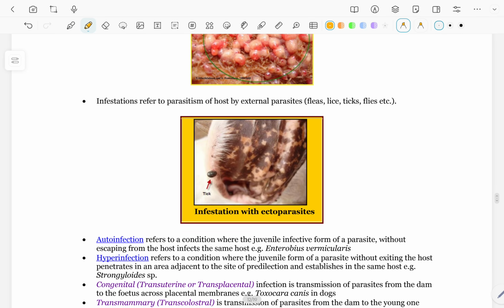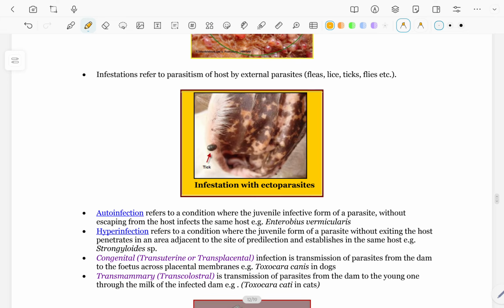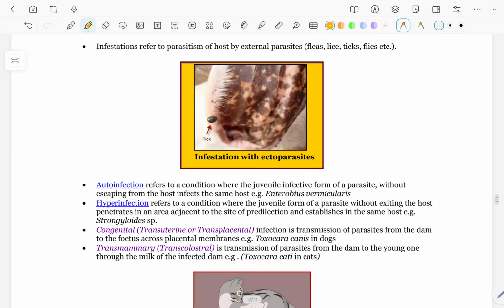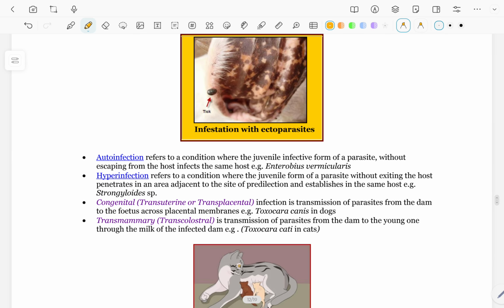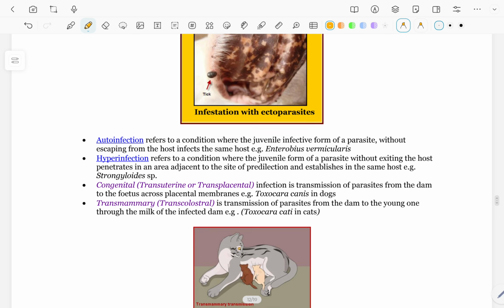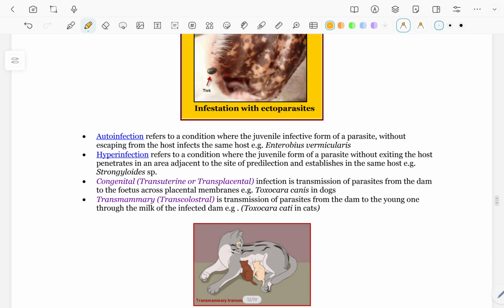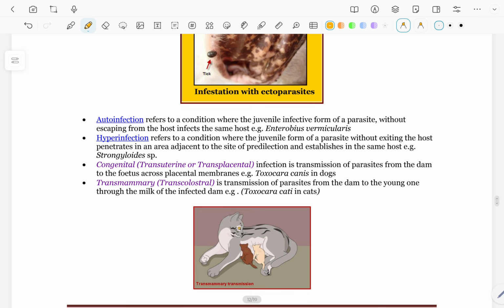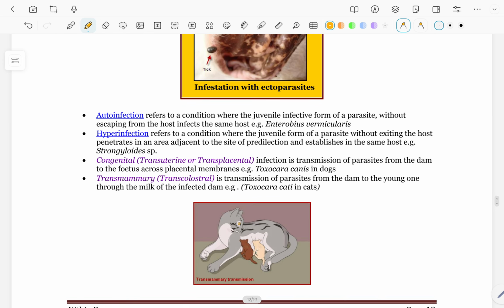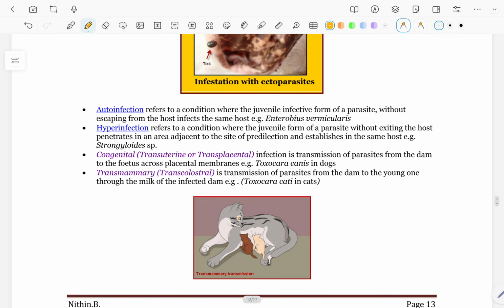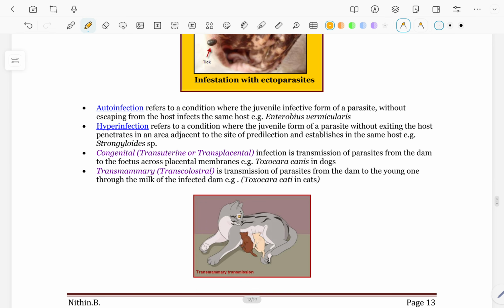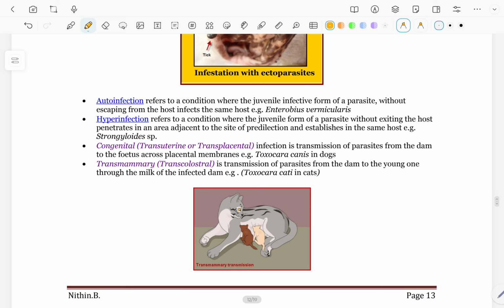Autoinfection refers to a condition where the juvenile stage of a parasite, without escaping from the host, infects the same host. Example: Enterobius vermicularis. Hyperinfection refers to a condition where the juvenile stage of a parasite, without exiting the host, penetrates an area adjacent to the site of predilection and establishes in the same host. Example: Strongyloides species.